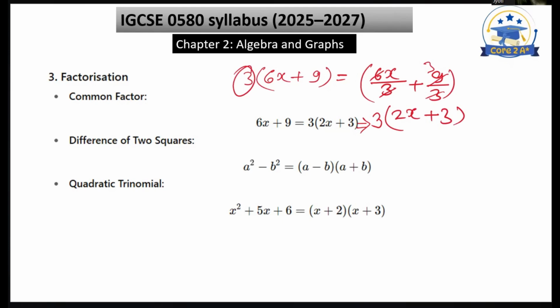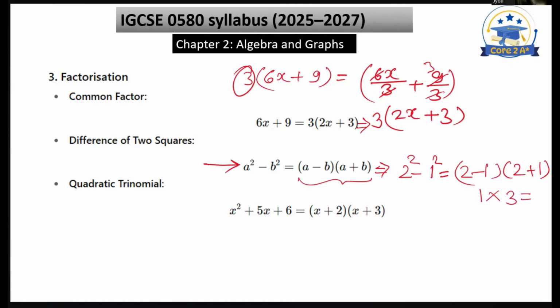Okay. Difference of two squares. This is the formula. Suppose in the place of A we have 2 square and in the place of B we have 1 square. So how can we write? By following this formula, 2 minus 1, 2 plus 1. So 2 minus 1 is 1, times 2 plus 1 is 3. So 3 times 1 is 3, right?